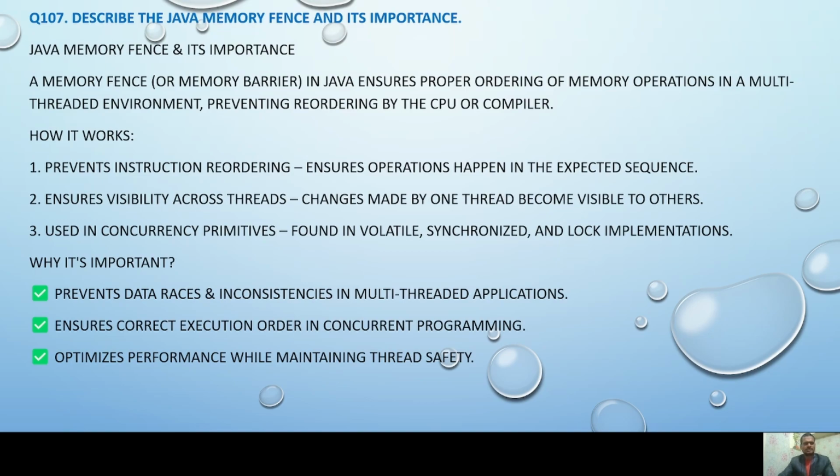Why is it important? Prevents data races and inconsistencies in multi-threaded applications. Ensures correct execution order in concurrent programming. Optimizes performance while maintaining thread safety.